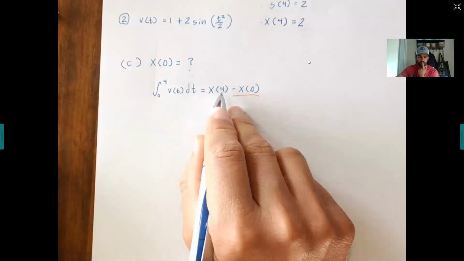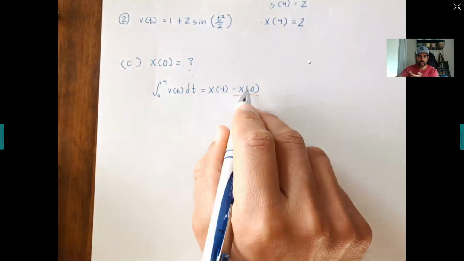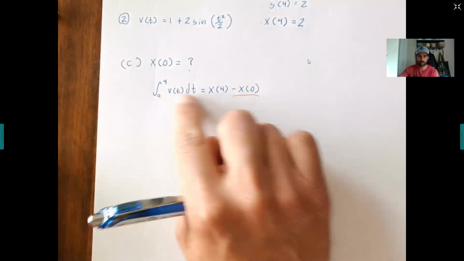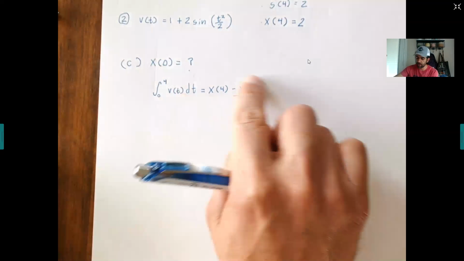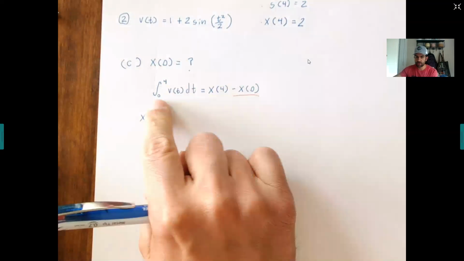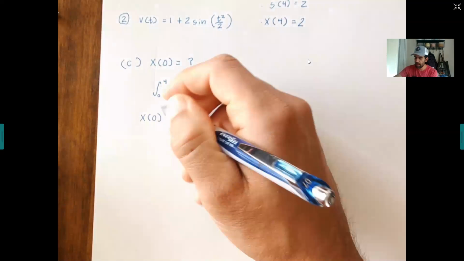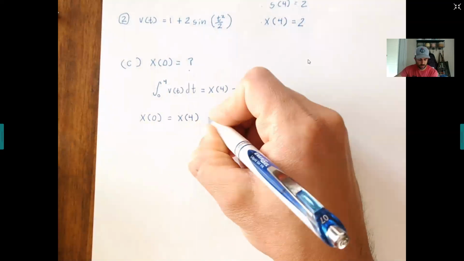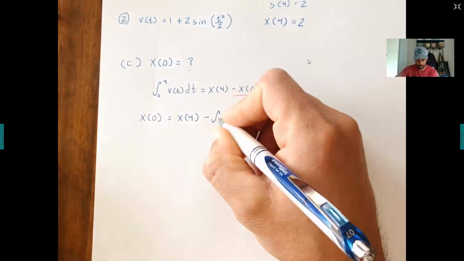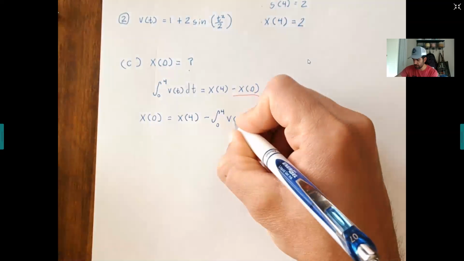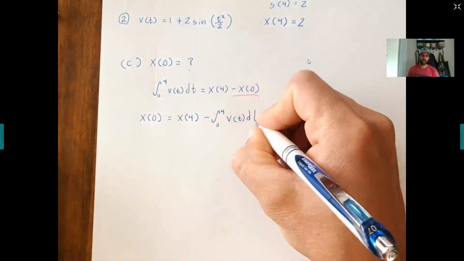Now, let me see how do I want to do it. Basically, it's almost like just consider this some kind of function and just subtract or add it. I'm going to add this to this side, and then I'm going to subtract all of this to the right side. So I would end up with x of 4 minus the integral of velocity from 0 to 4 dt. All right, that's the key.